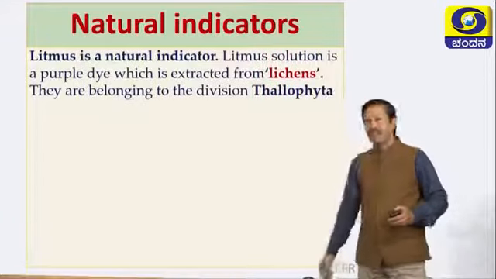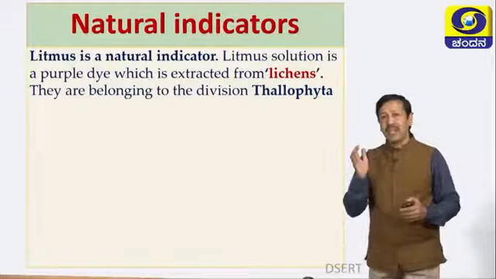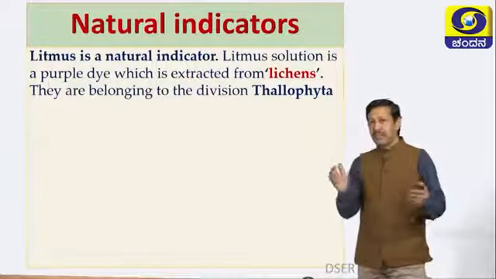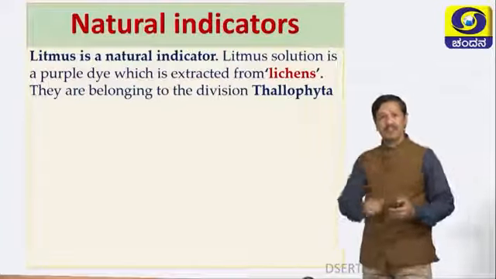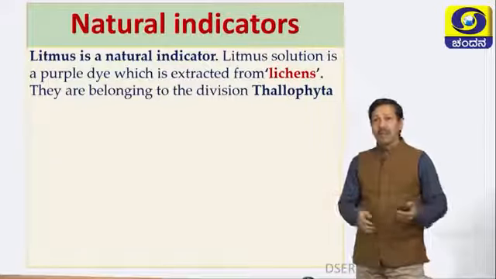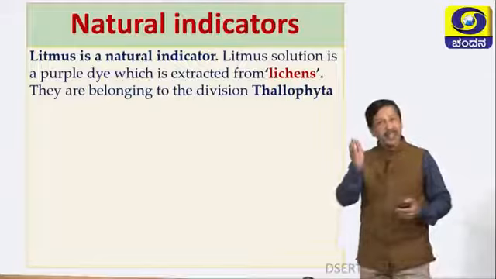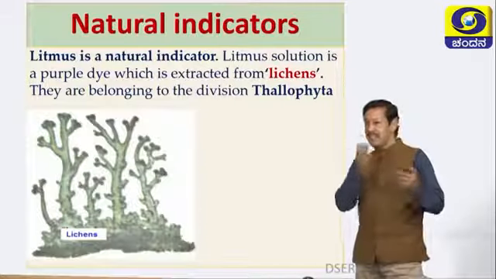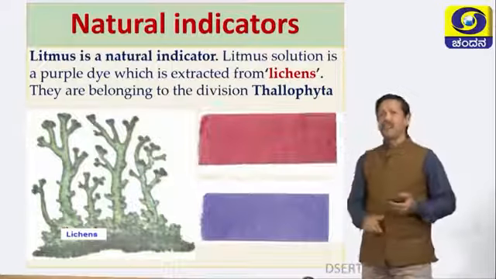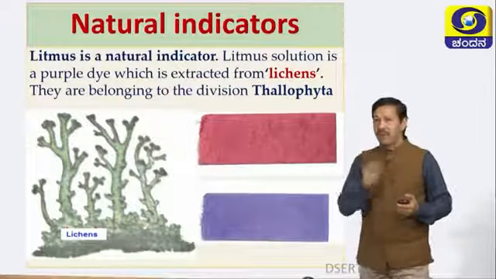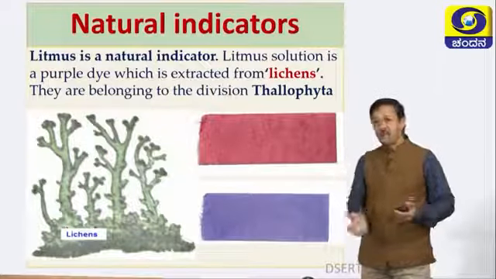That is the natural indicator. Litmus is an example of a natural indicator. Litmus solution is a purple dye extracted from lichens. Lichens belong to a plant division called Thallophyta. You studied that in 9th standard. This is the lichen. You extract two different kinds of litmus paper from this lichen, one is red and one is blue.